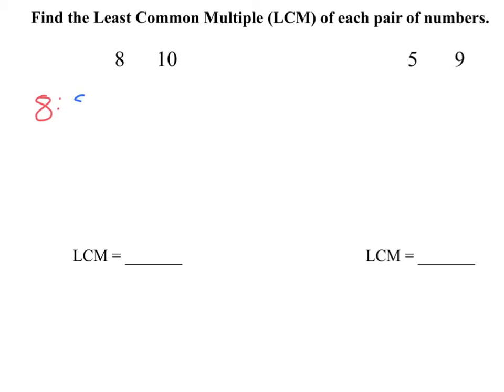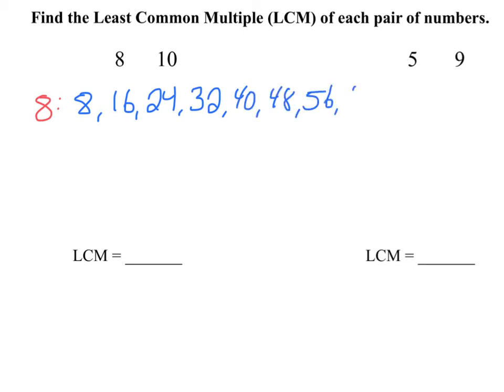So we would get 8, 16, 24. If we kept going, we get 32, 40, 48, 56, 64, and keep going. Basically, we're counting by eights, or think of it as skip counting. We're counting by eights. Here, we want to find the least common multiple of 8 and 10.